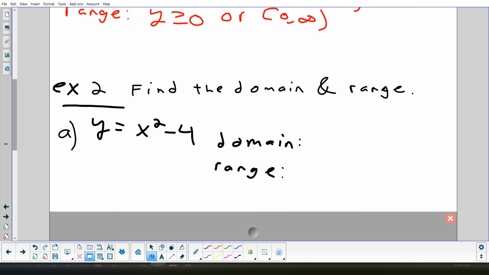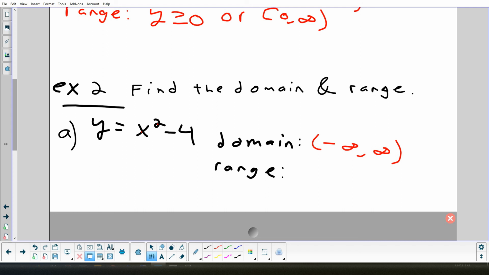Okay, x squared minus 4. When you have a graph and the highest exponent is a 2, what does it look like? Parabola. Is there any number that you are not allowed to square? No. You can square zeros, positives, negatives, fractions, decimals. So what do you think the domain is? All real numbers. You can write all reals, or what you'll see me write a lot is this. Negative infinity to infinity, always a parenthesis because you can't reach it.